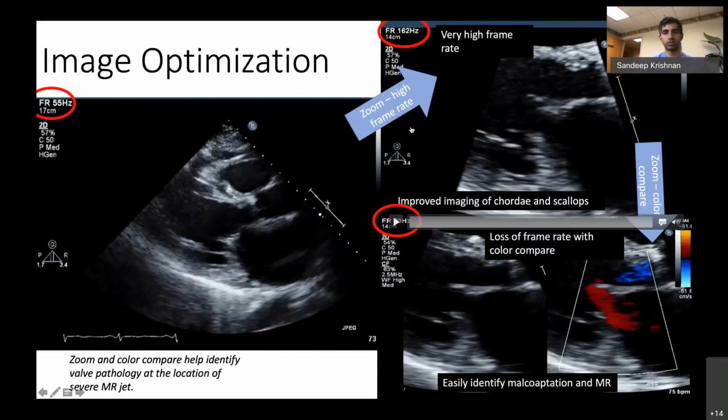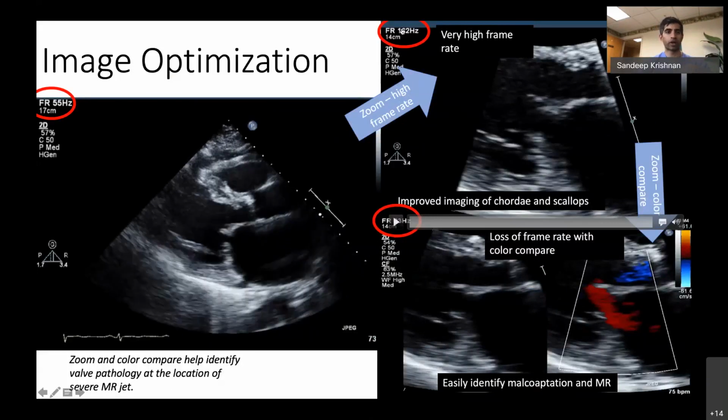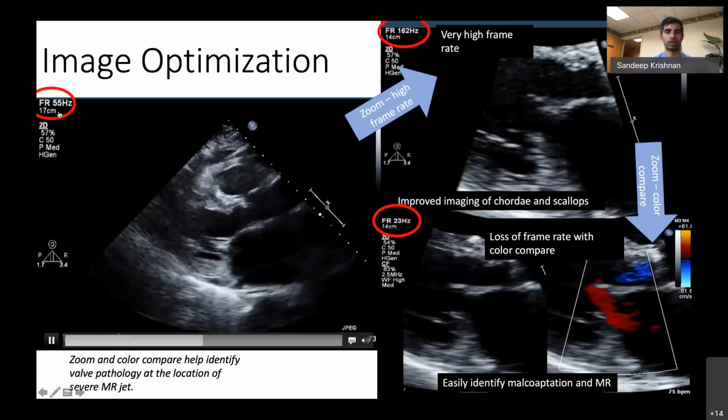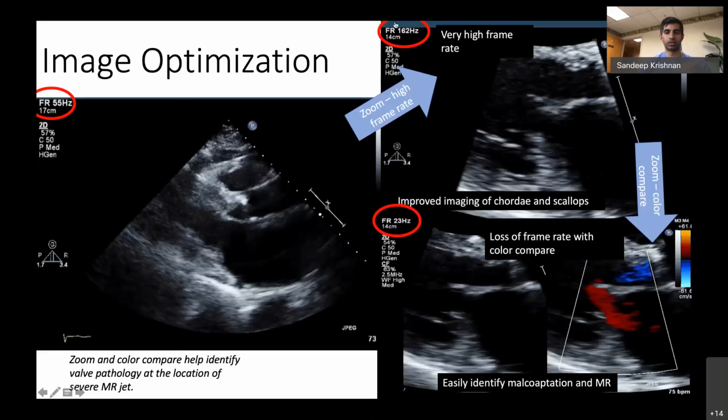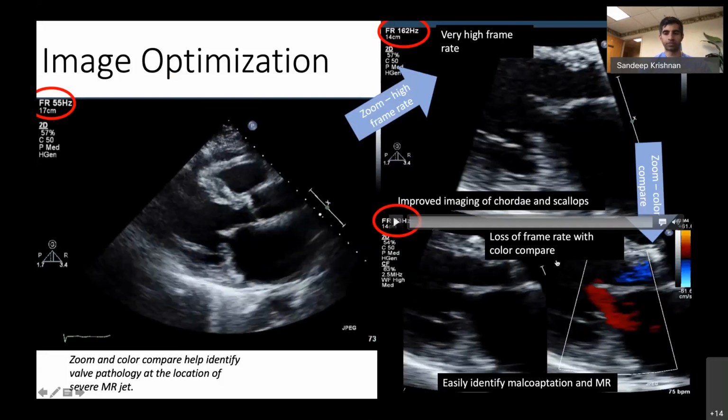So go ahead and zoom in and look at what happens to your frame rate here. When you zoom in, it goes from 55 to 162. And then you add color.